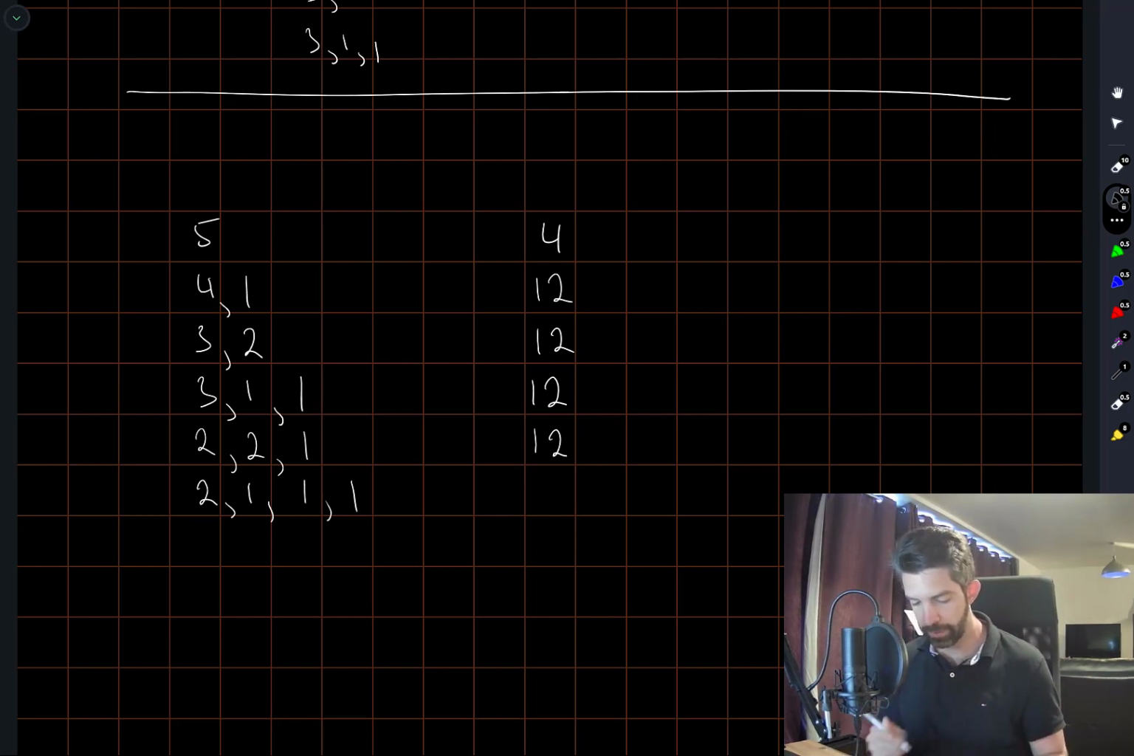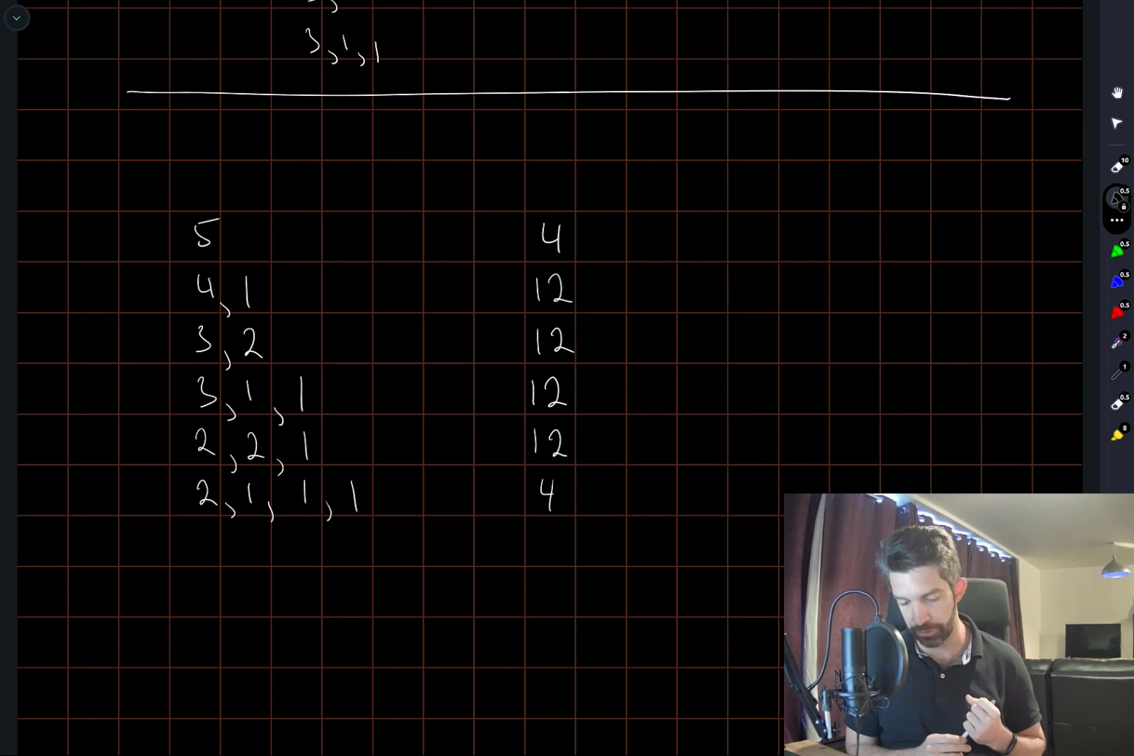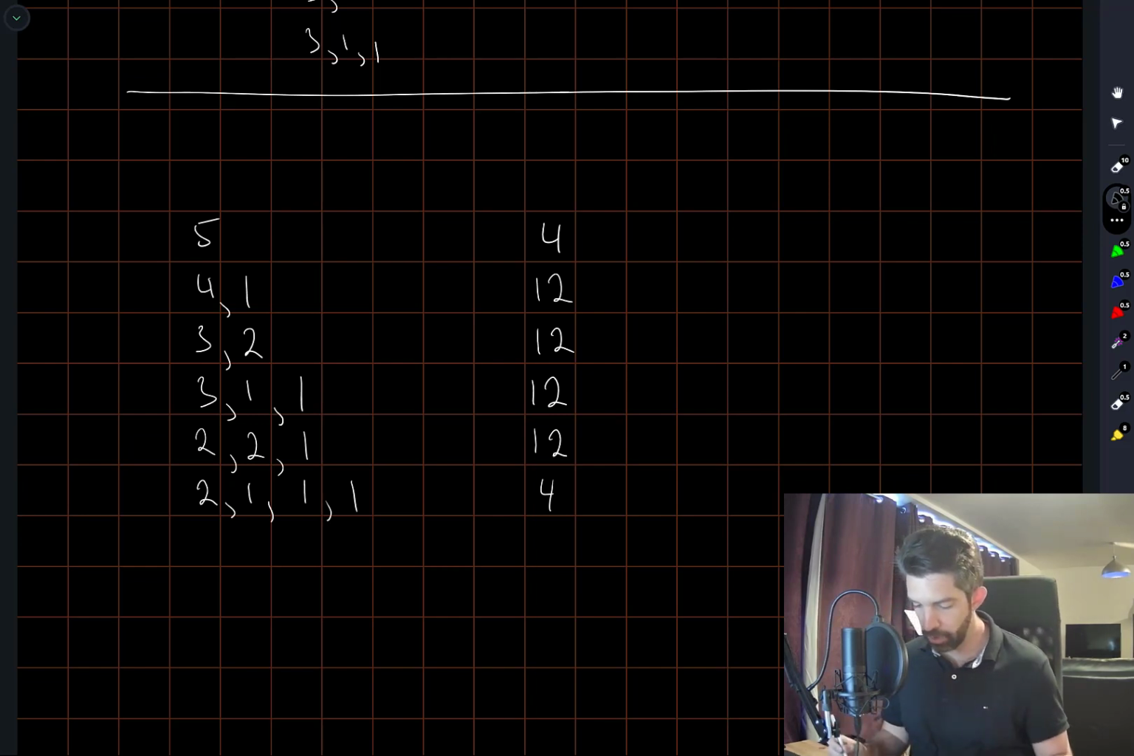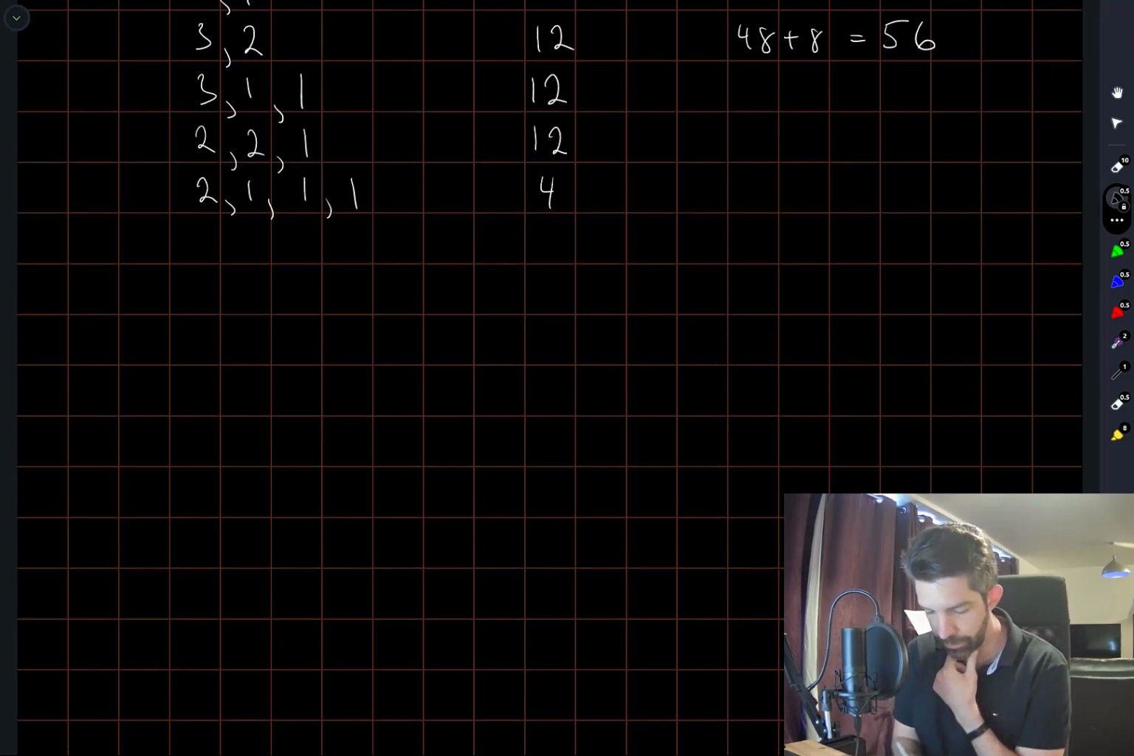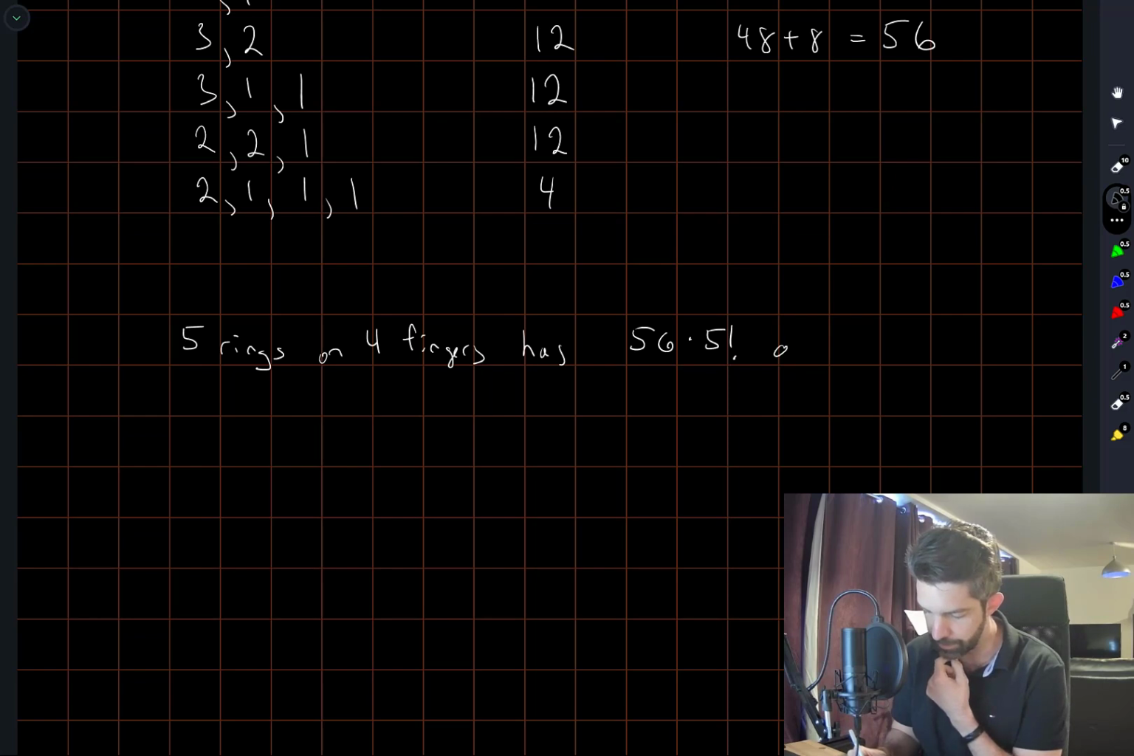Then the 2, 1, 1, 1, this can be done in 4 ways, right? Because we simply select one finger which has 2 rings. The other fingers will each have 1, and there's 4 ways of determining the finger that has 2 rings. Okay, so if we add these all up, we get 48 plus 8, which is what? 56. Okay, so 5 rings amongst 4 fingers has 56 times 5 factorial arrangements.